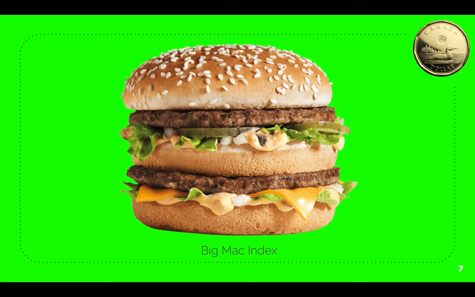A tongue-in-cheek way that The Economist, a magazine, tracks purchasing power parity is with the Big Mac index. And the idea is, well, what's the price of a Big Mac in different currencies? And then they convert it all into the US, and that gives you an idea of which country is the most expensive to live in. And the Big Mac works because it's a uniform product. It's widely available. In the book, it talks about Coke. A bottle of Coke is widely available and thus can be a good source of comparison.